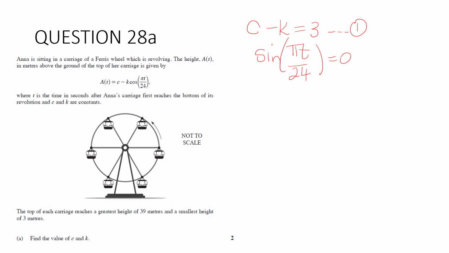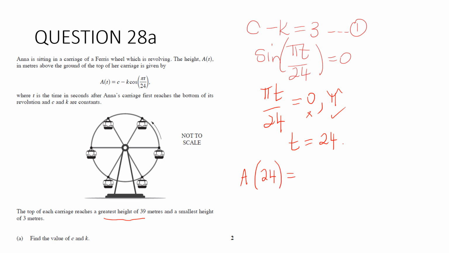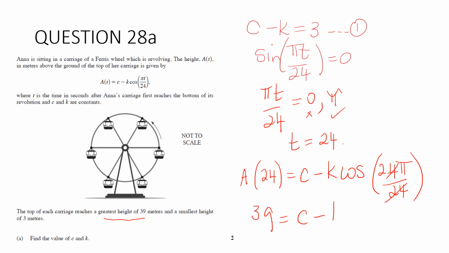So solving that equation, we're going to get pi t on 24 is equal to 0, but we actually already know about that one. And the next time that sine is equal to 0 is at pi. And so disregarding this one and just looking at this one, we've got t is equal to 24. So after 24 seconds, it is at a maximum. So let's substitute that back in. So a of 24 is equal to c take away k cos 24 pi on 24. And we know this is going to equal 39. So 39 is equal to c take away k times cos of pi, which is negative 1. So c plus k is equal to 39 is our second equation.